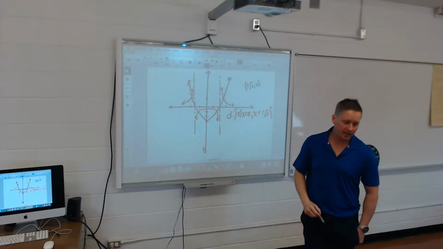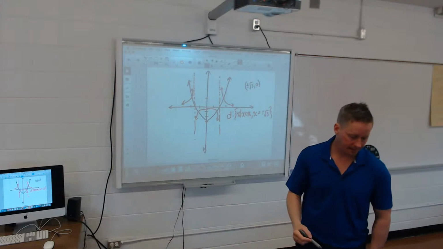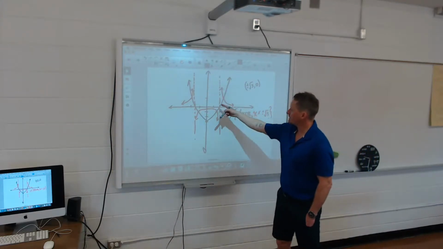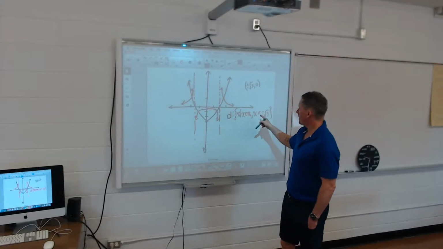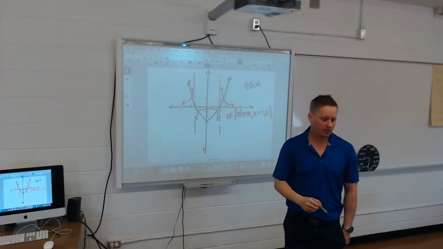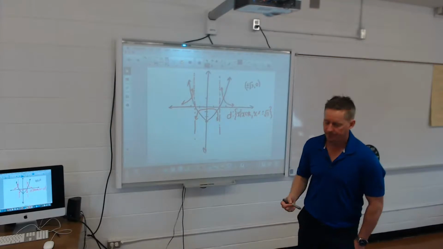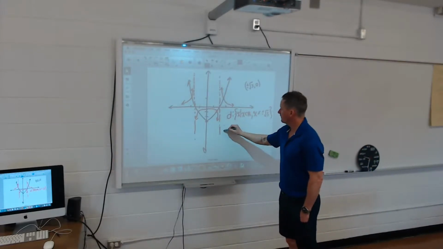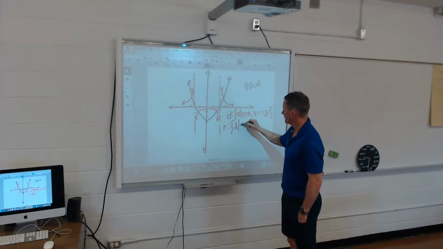So that's the trickiest part of this whole thing, is this domain and range. So the domain is X is an element of all reals. X cannot equal plus or minus root 3, because that's where those two asymptotes are at. The range for that graph, y is an element of all reals.